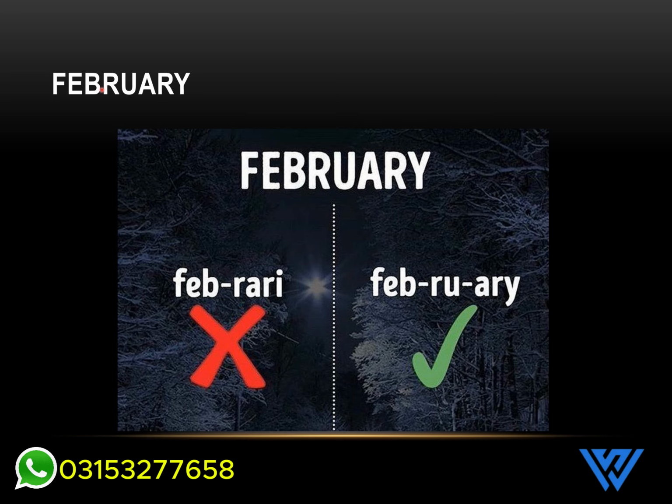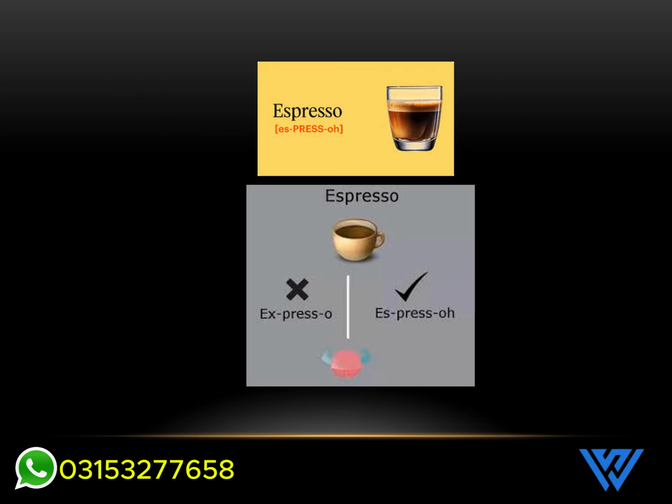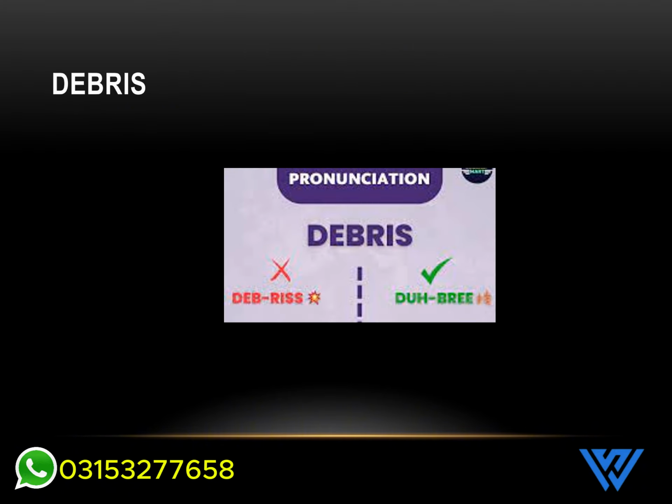The next word is February. It's not called February, it's called February. The next word is espresso. There's no X in the sound of first S, so you would pronounce it as espresso. The next word is debris.